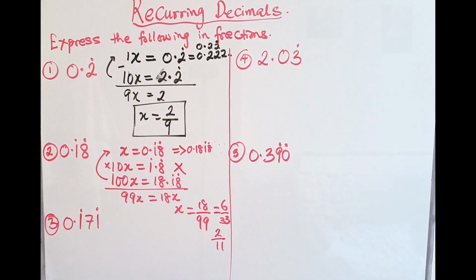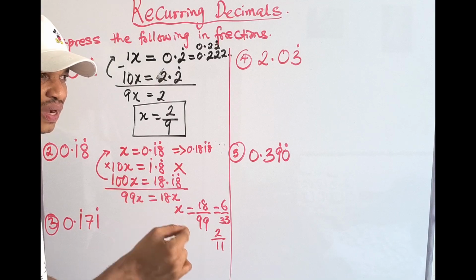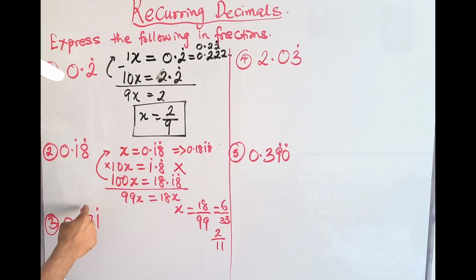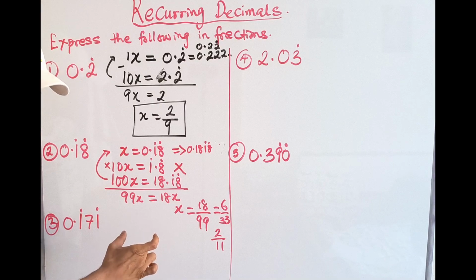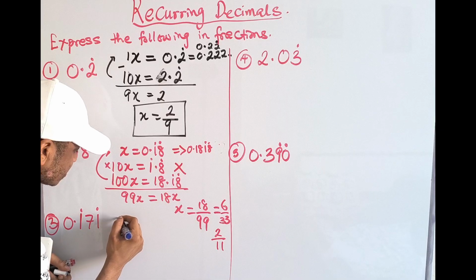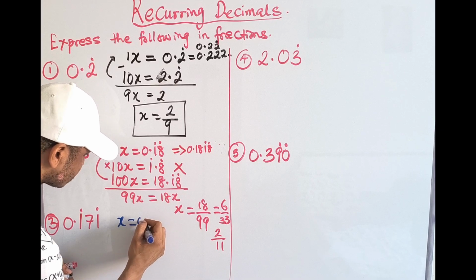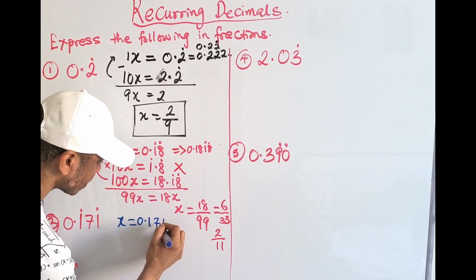Okay, now let's see this one. Again, this does not change anything, okay? So this can be 171, 171, 171. This number, it doesn't matter whether it's different or not, in as much as I'm able to separate it. That's the plan. So I'll make x equal to 0.171 recurring.